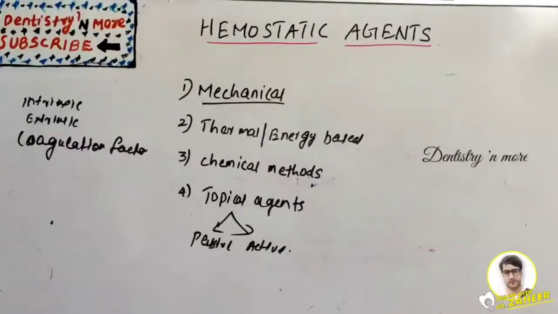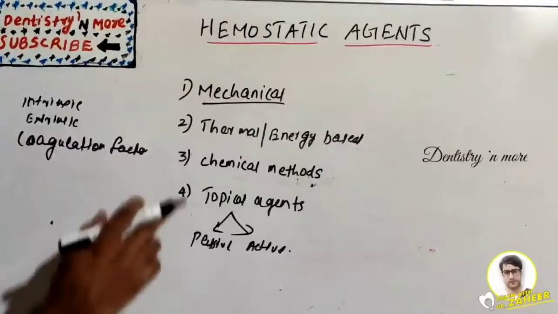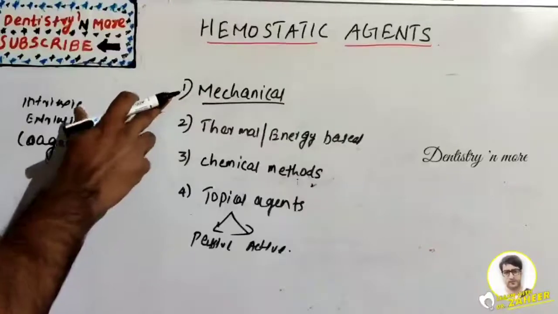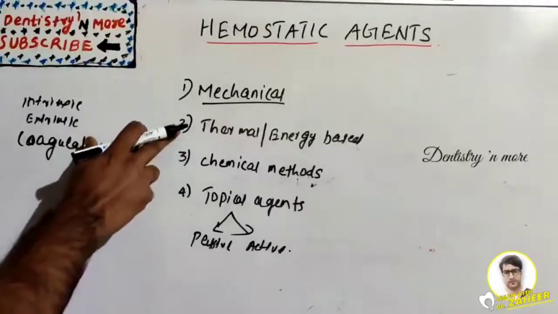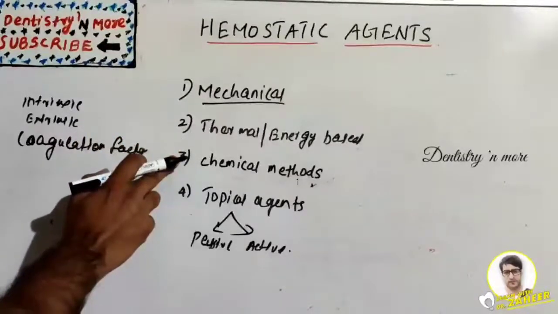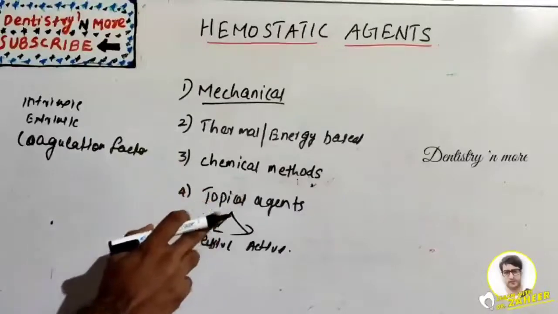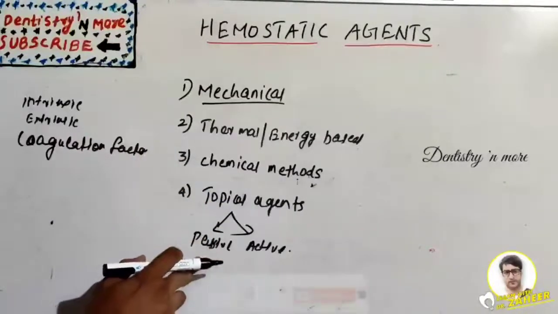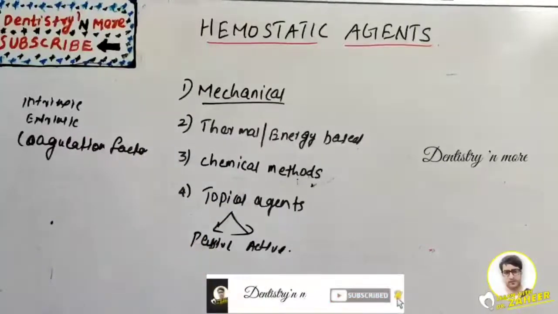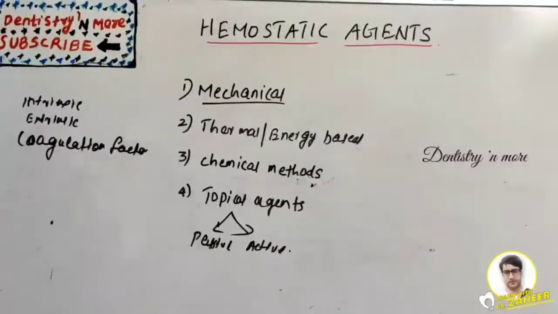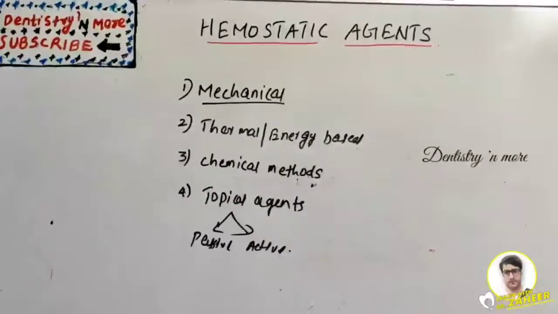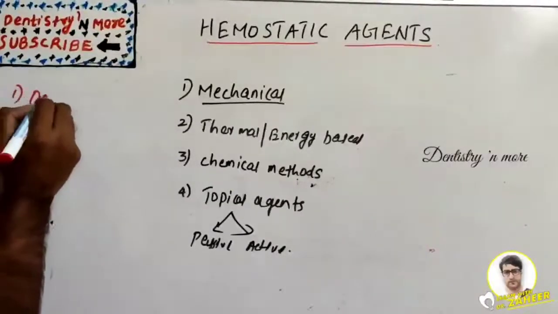So we have various mechanisms: mechanical methods, thermal or energy based methods, chemical methods, topical hemostatic agents, which can be passive and active agents, and some other methods as well. We'll start with the mechanical methods. Among mechanical methods, we have the direct pressure mechanism, that is direct pressure.